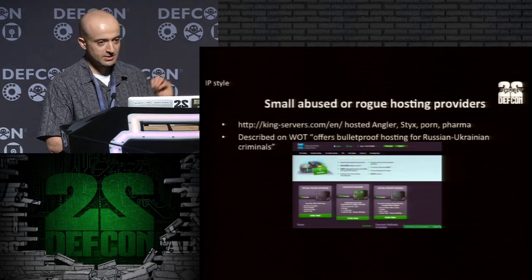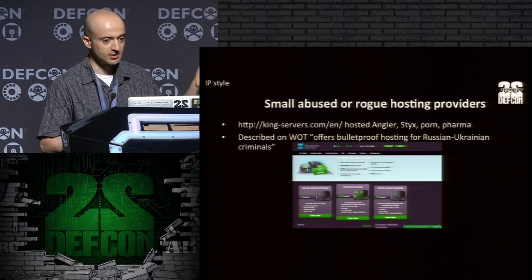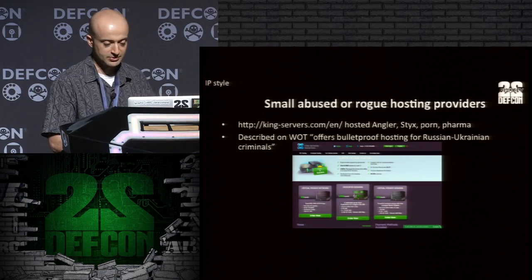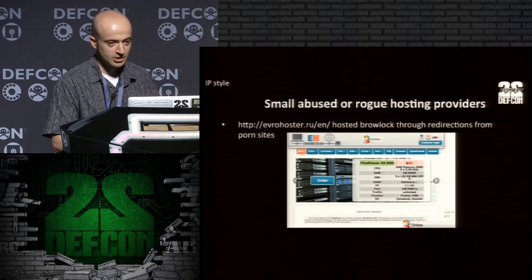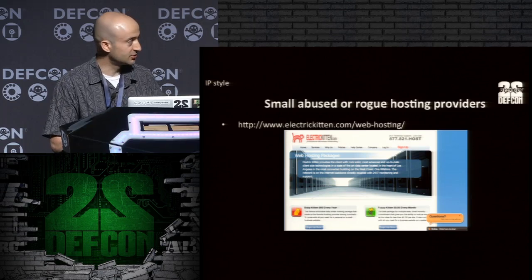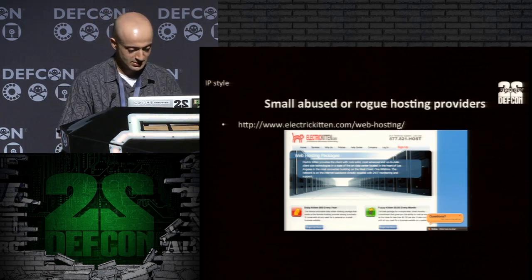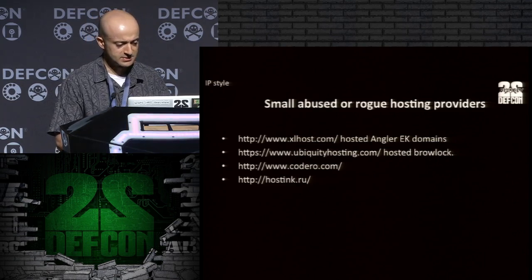This one here is about the fine-grained hosting perspective. So these are small-scale bulletproof hosting providers, mainly serving maliciousness. This guy is King Servers here. Another one in Russia, Ivro Hoster. Another one in Bulgaria. And this one, Electric Kitten, unfortunately abused in North America. And then a few more for your reference.